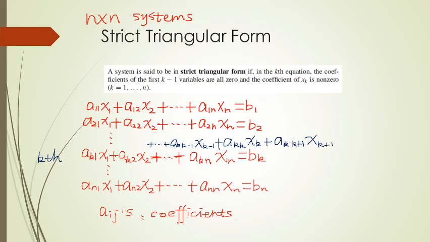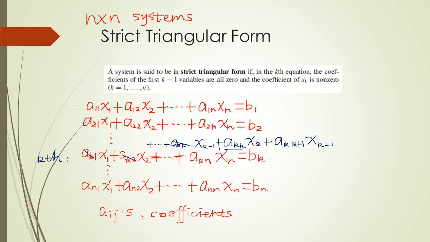If we check those terms for the kth equation, what does this mean? That means the coefficient for the first k minus 1 variables becomes 0. So ak1 is 0, ak2 is 0, ak k minus 1 is also 0, but this is non-zero. The coefficient for xk is non-zero, and we don't care about those after xk. They might be 0 or not. That is the kth equation. My k can start from the first until n.